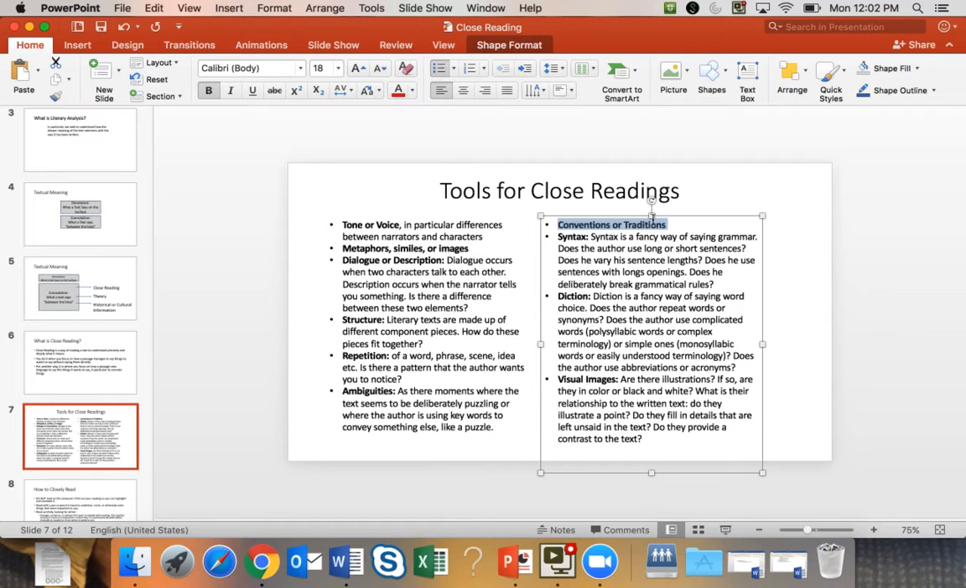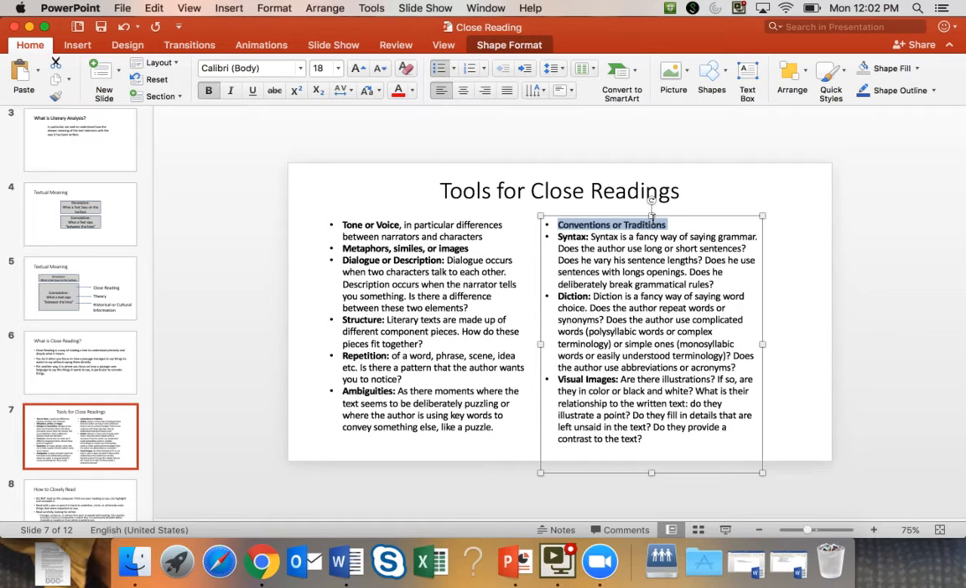We can look at conventions or traditions within a text. When authors write, they don't write in a vacuum. They're writing in and against established conventions. Those could be generic conventions, writing conventions, various traditions. I'll give you an example. If you're reading a text and it opens with the line, "Once upon a time," you probably know that the text is either a fairy tale or that the text is referencing a fairy tale. And the reason why is that it's a linguistic convention for fairy tales to open with "once upon a time."